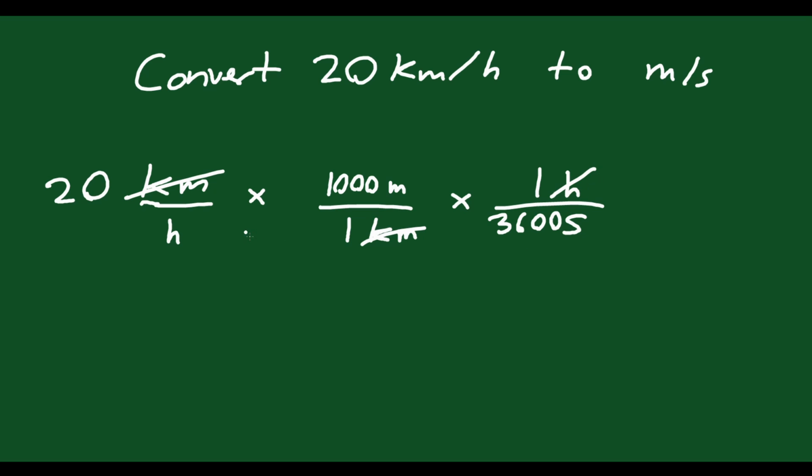Now your hours are going to cancel. And look, I'm left with meters on top and seconds on the bottom. So I know that when I calculate this, it's going to give me the right answer. That's the trick. So 20 times 1,000 divided by 3,600. So you're going to get 5.55 meters per second, approximately. This decimal keeps going. We just stopped it there. Okay, so that would be your final answer. Let's do another one.